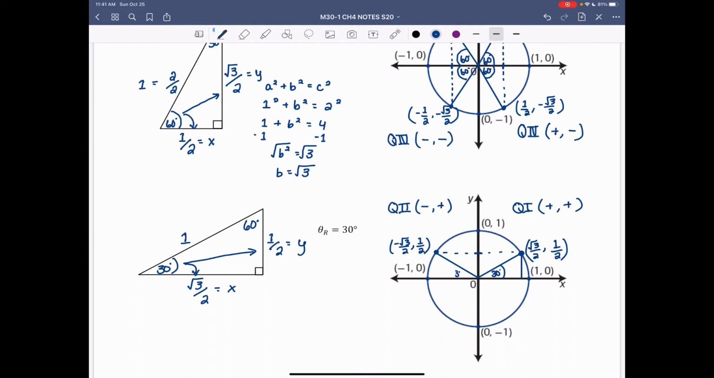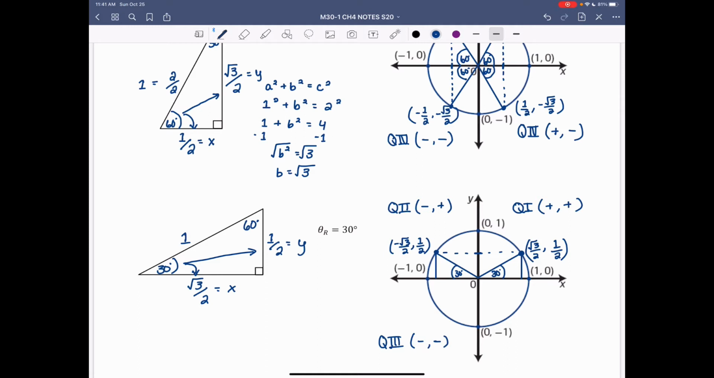Our reference angle is still 30 degrees, and we can draw our right triangle by going straight down to the x-axis. In quadrant 3, x is negative and y is negative.